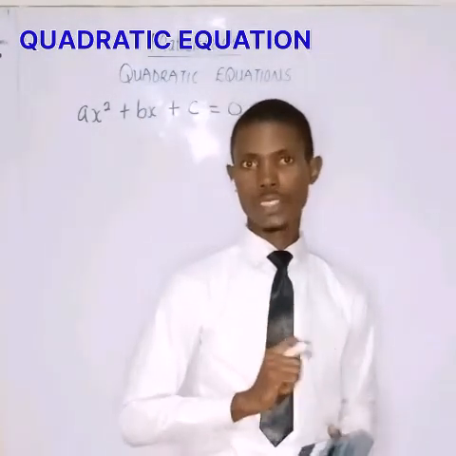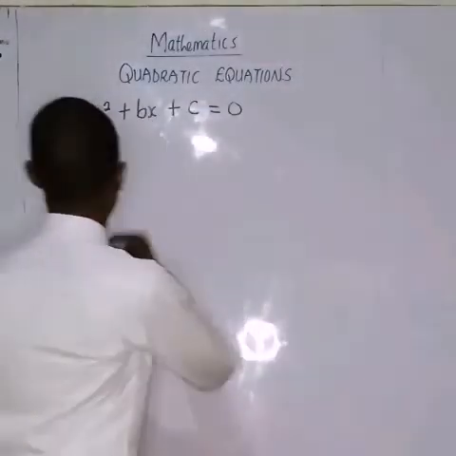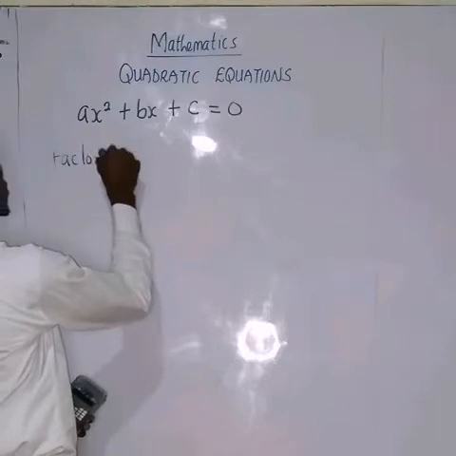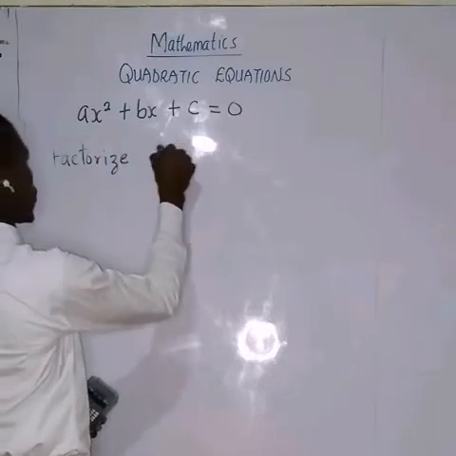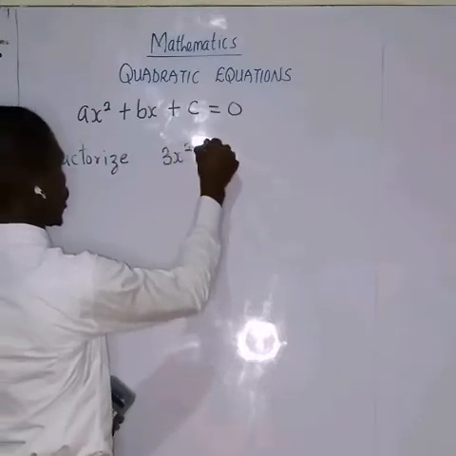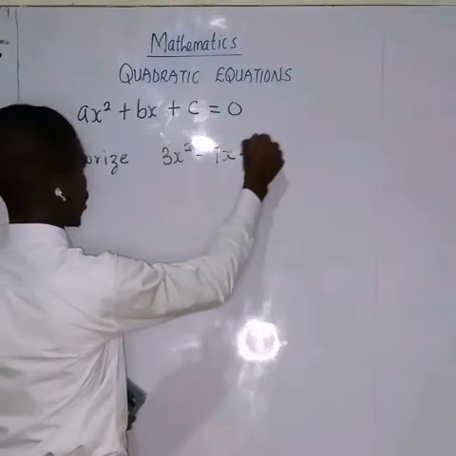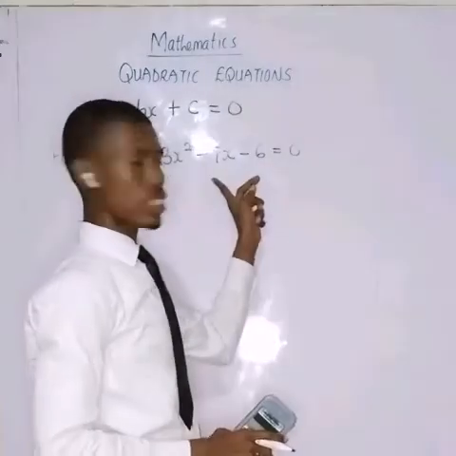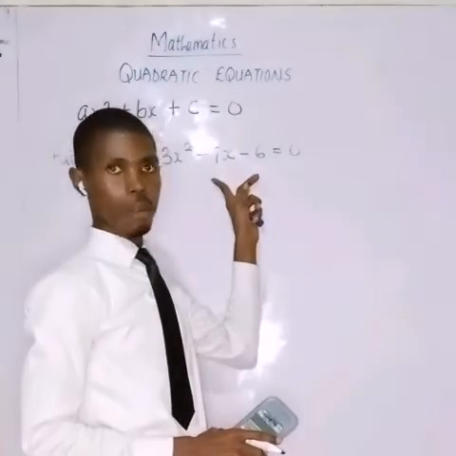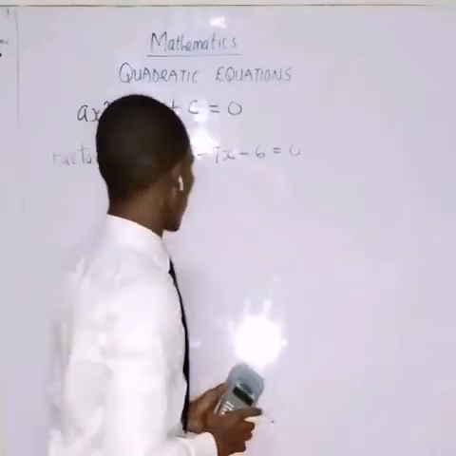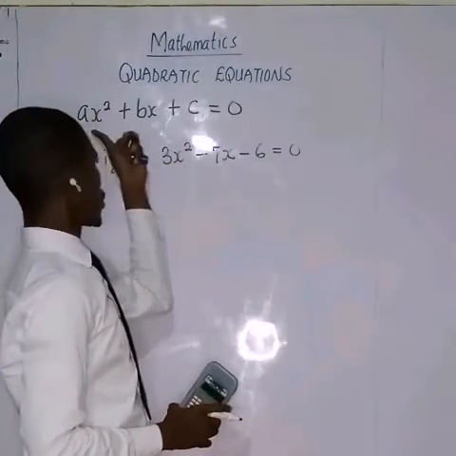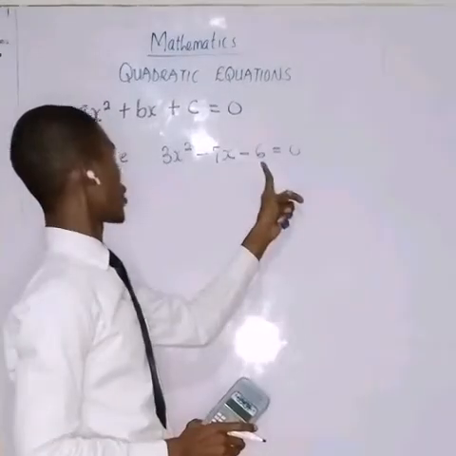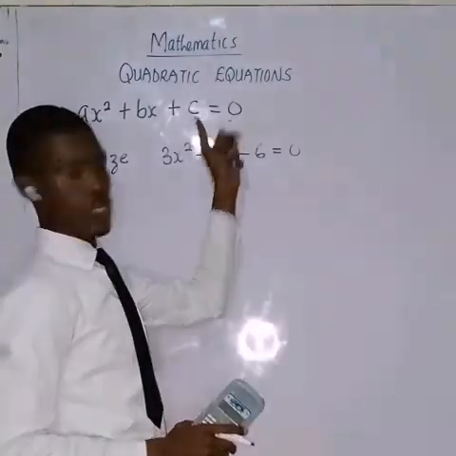Let's take, for instance, this question, which is we should factorize 3x squared minus 7x minus 6 equal to 0. If we have to factorize an equation of this nature, what we do is this. You can see that this is our first term, this is our middle term, and this is our constant term, which is minus 6 here, which represents the c here.